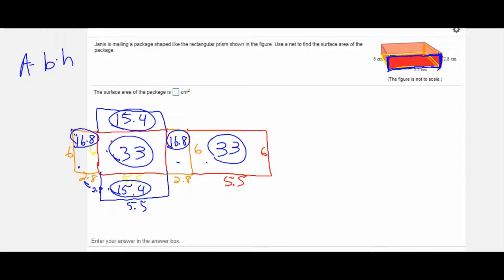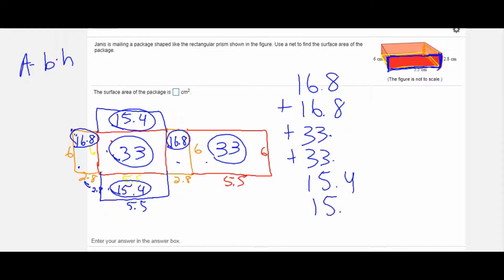If you do not add the top base and the bottom base, then you're going to get the wrong answer. The surface area is going to be a lot smaller than what you would normally get. So we have to add 16 8/10 plus 16 8/10 plus 33 plus 33 plus 15 4/10 plus another 15 4/10. And once we add all of those, we'll have the surface area, which is the area of the surfaces. And once we add all of that, we'll end up with 130 4/10.